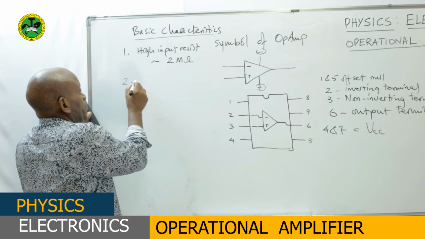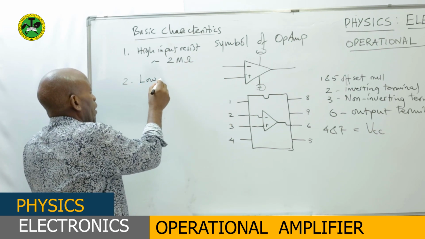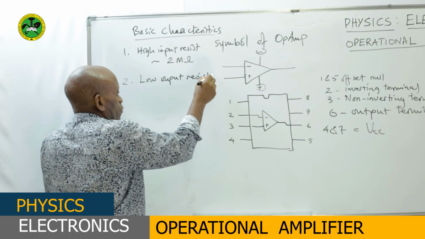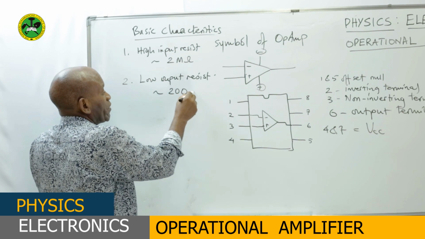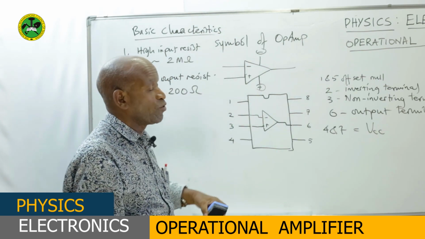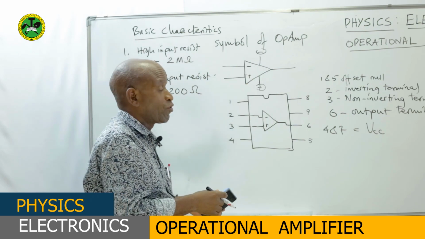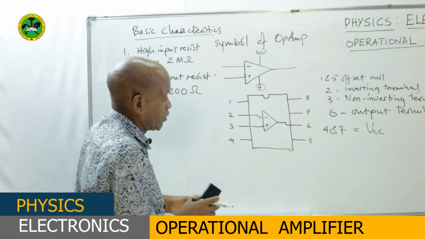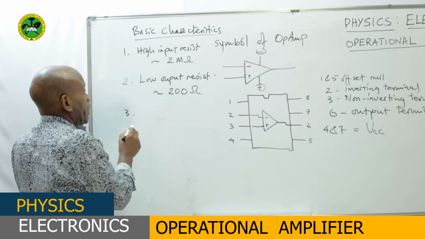But whenever I talk about the output resistance, it is small. So it has a very low output resistance, of the order of about 100 or 200 ohm. It means that whatever signal is delivered to the output, most of it will be delivered to the circuit part to which the operational amplifier is connected.